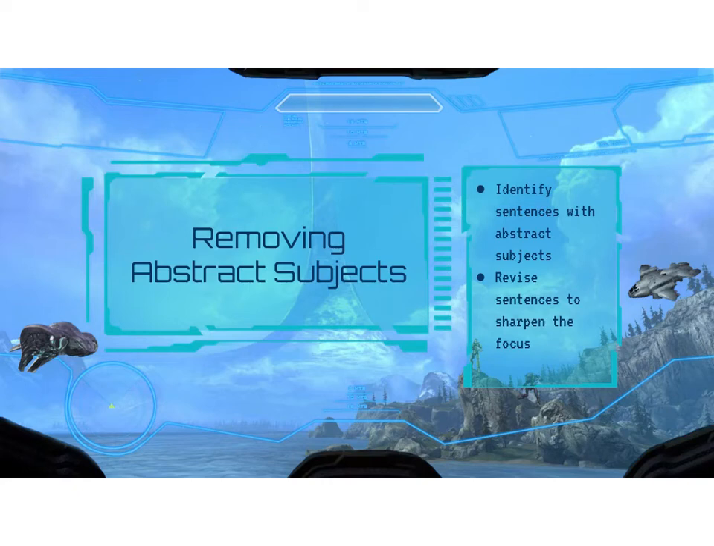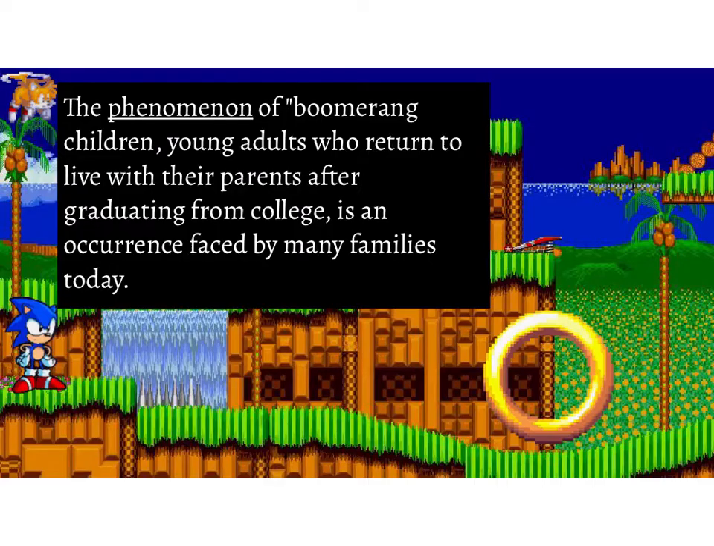We are continuing to work on improving our writing style, and we're talking about well-focused sentences and sharpening the focus of our sentences. So in this video, we're going to look at removing abstract subjects to make our sentences a lot more clear. We'll look at how to identify abstract subjects in a sentence and then focus on revising those to help sharpen the focus and make sure that the sentence is very clear.